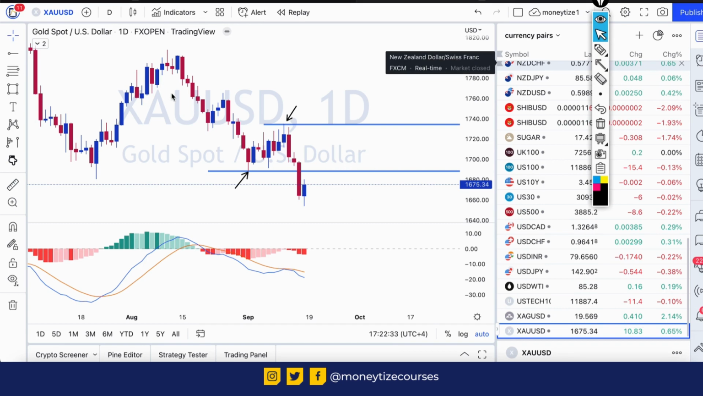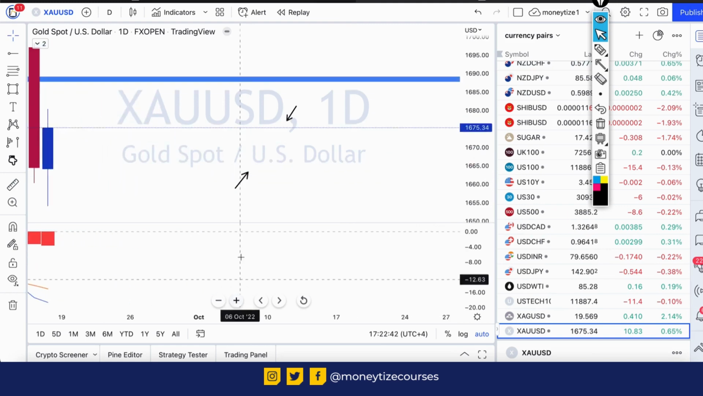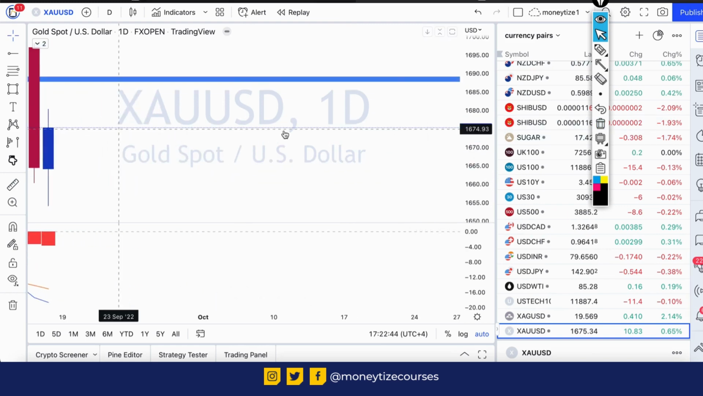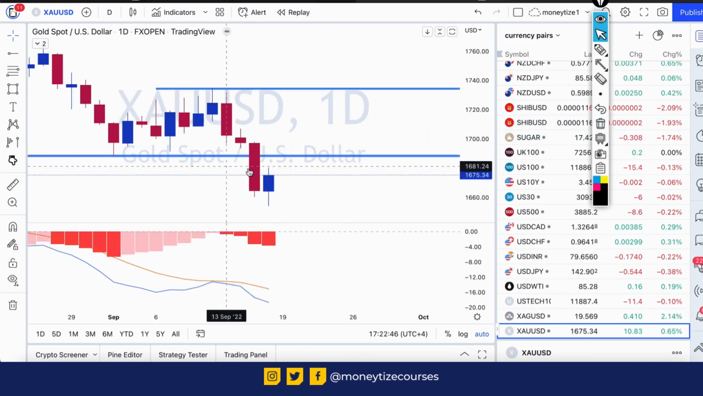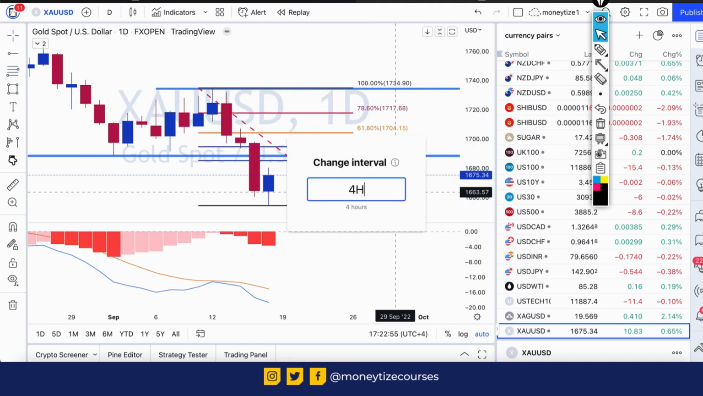Let's move to 4 hourly. Don't think like the bearish pressure is over, maybe just a retest, because as per the rule, after the breakout structure, market always moves for the retest. So let's mark Fib levels. Moving to 4 hourly.